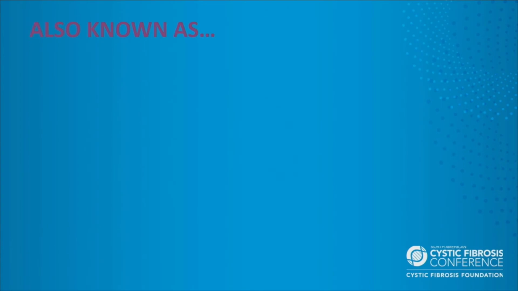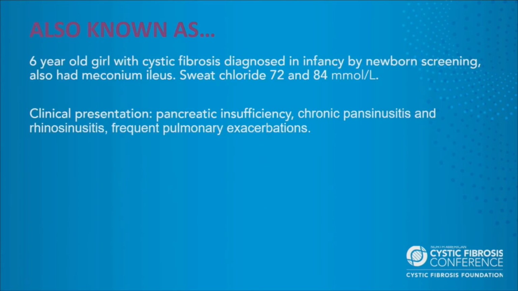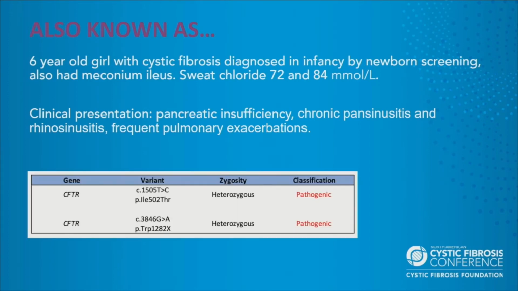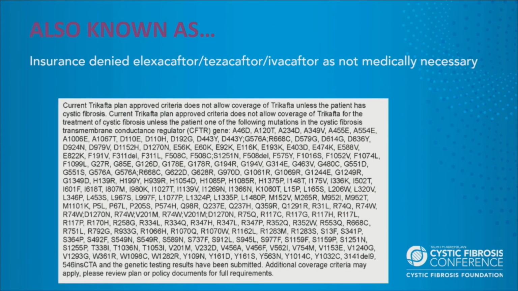Okay, so switching gears to another case. A 6-year-old girl is diagnosed with CF in infancy by newborn screening. She also had a meconium ileus, and her sweat chlorides are in the diagnostic range, and her clinical presentation fits with CF. She undergoes testing to determine if she's modulator eligible and has 2 pathogenic variants, and the clinic works with insurance to request authorization for Alexacaftor-Tezacaftor-Ivacaftor. But it's denied. And the denial states that it's not medically necessary.